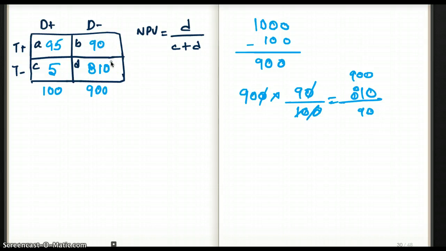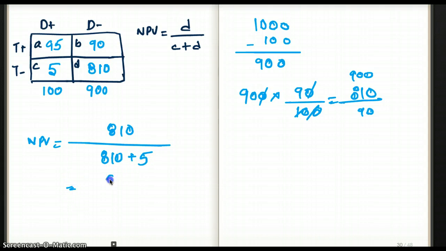So now we have finished filling out all the blanks. Now we can find our negative predictive value, which is equal to D, 810, divided by C plus D. 810 plus 5 is going to be 815. Now I have to use a calculator. So this value is going to be 99%.